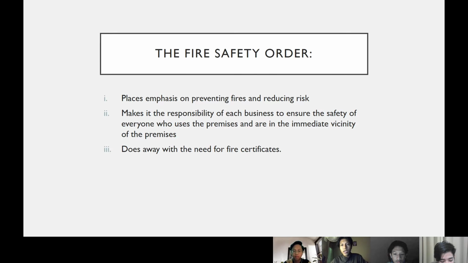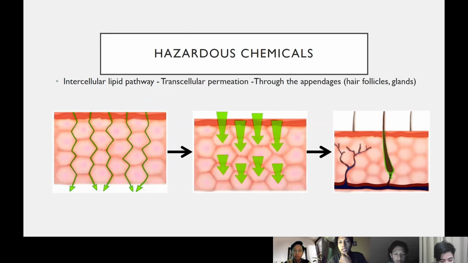Second, hazardous chemicals. Figure one is the intercellular lipid pathway. Corneocytes are the cells that make up the stratum corneum. Lipids are substances such as fats, oils, or wax that occupy the gaps between the corneocytes. Diffusion allows some molecules to pass through these lipid-filled intercellular gaps.